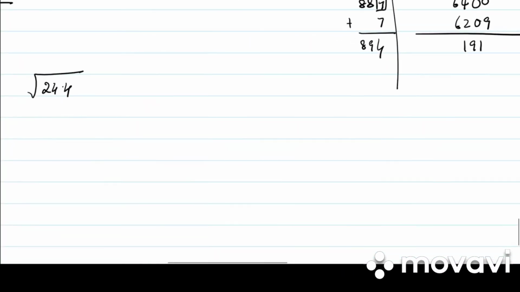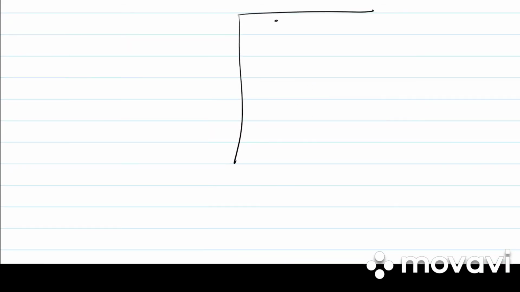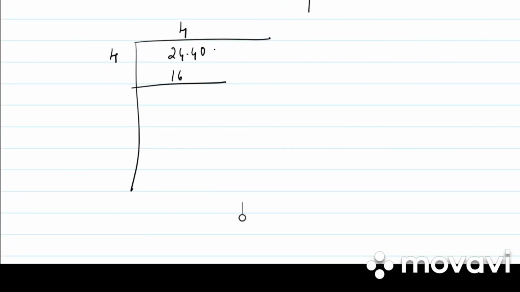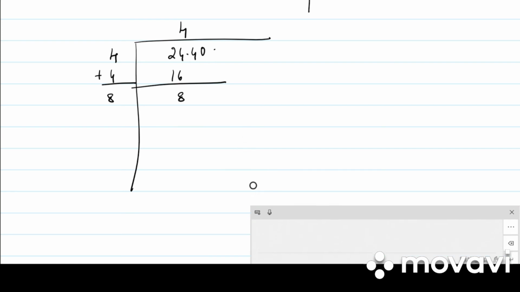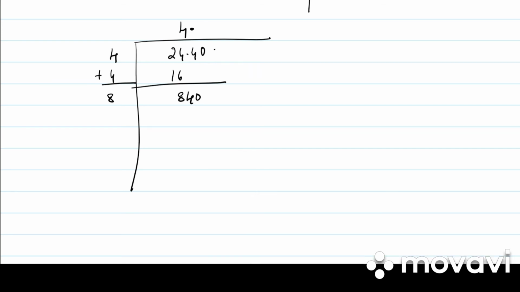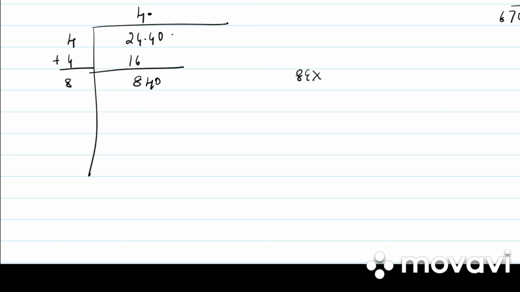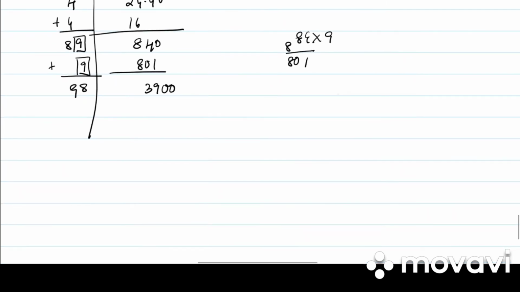This is just an example I gave you. Now we need to find the square root of 24.40. So which is the closest number? Again 4 4s are 16. 4 plus 4, we get 8. Then we bring 4 and 0 down, point. Next 8, 3, 9 into 9, 81. 9s are 801. We get 39. We add 9 here plus 9. How much do we get? 98. Again we bring 2 zeros down.